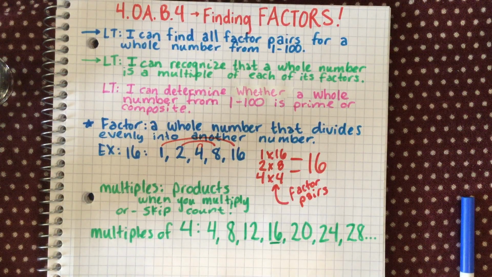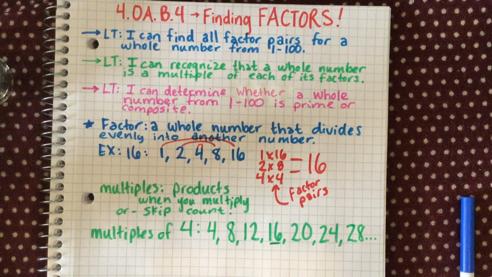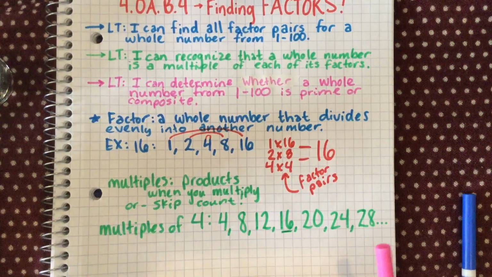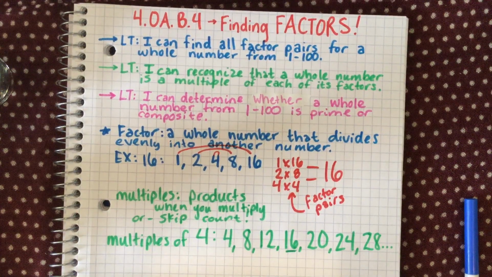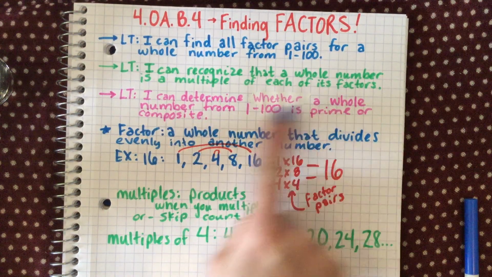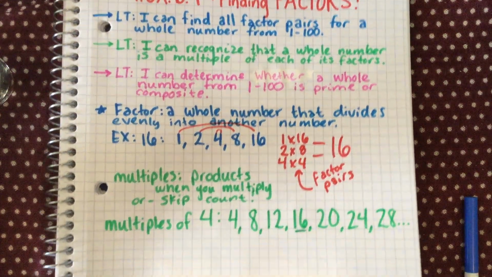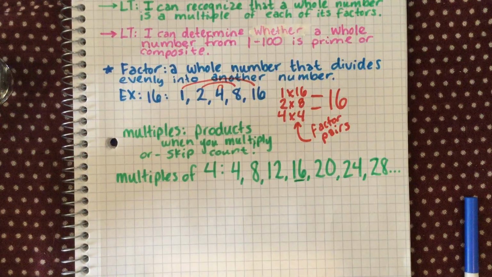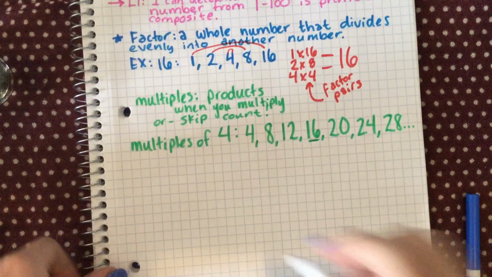Okay, there's multiples. Now we're going to talk about this third target. We have to know this information before we can master this target. So I want you to look really carefully at our third pink target. I can determine whether a whole number from 1 to 100 is prime or composite. I bet you've got your memories firing right now, remembering back to the activity that we did where we decided if numbers were prime or composite.